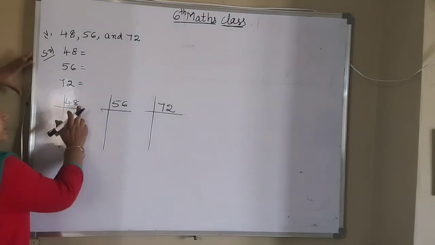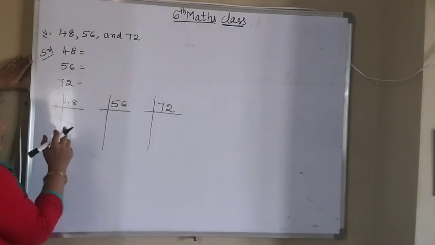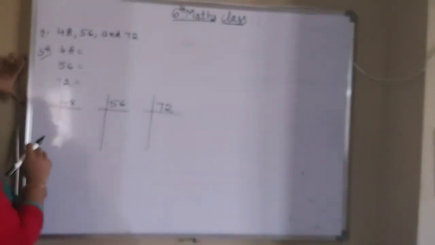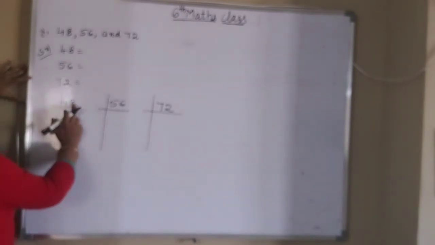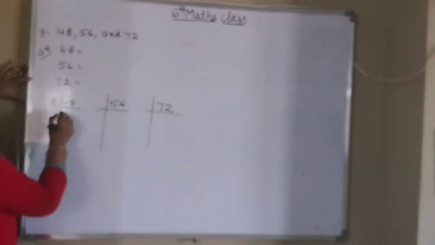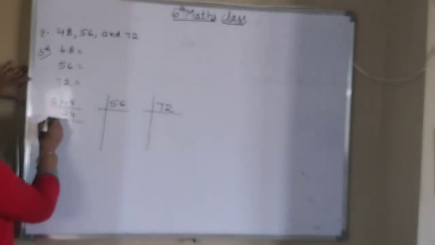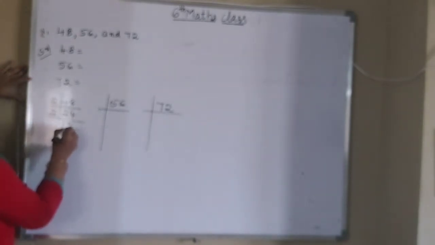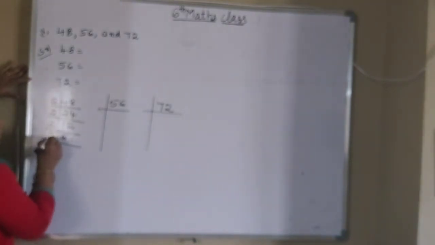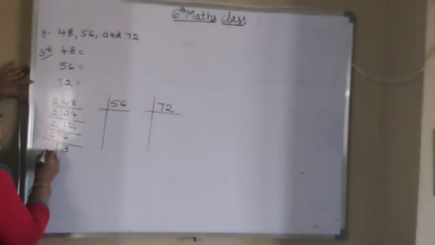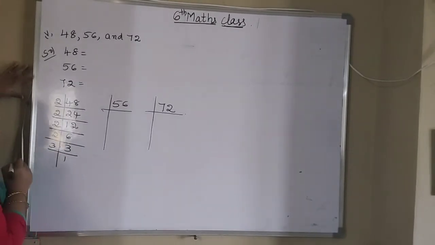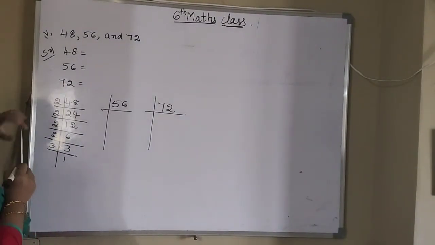Here 8 is an even number, so we are applying divisibility rules. It will go in the 2 table. So 2 24s are 48. Again 4 is an even number. 2 12s are 24. 2 6s are 12. 2 3s are 6. 3 1s are 3. So this is our prime factorization for 48.